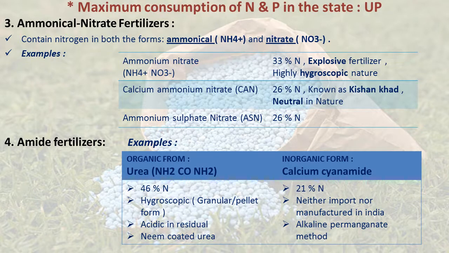Then is the inorganic form. The inorganic form is calcium cyanamide, which is 21% nitrogen. It is neither imported nor manufactured in India. And the analyzing process for determination of available nitrogen is the alkaline permanganate method. That is one of the most important questions.